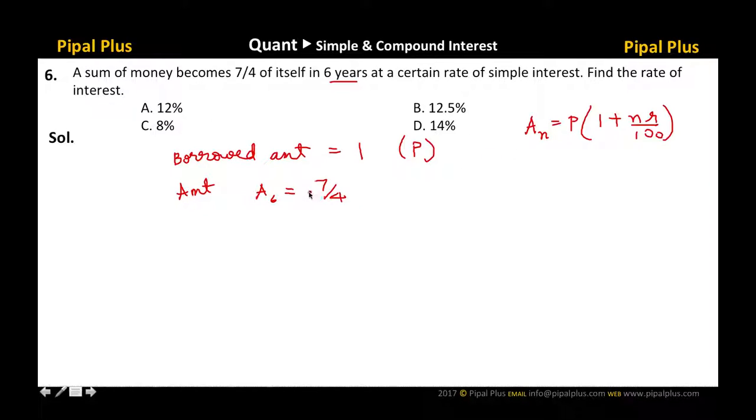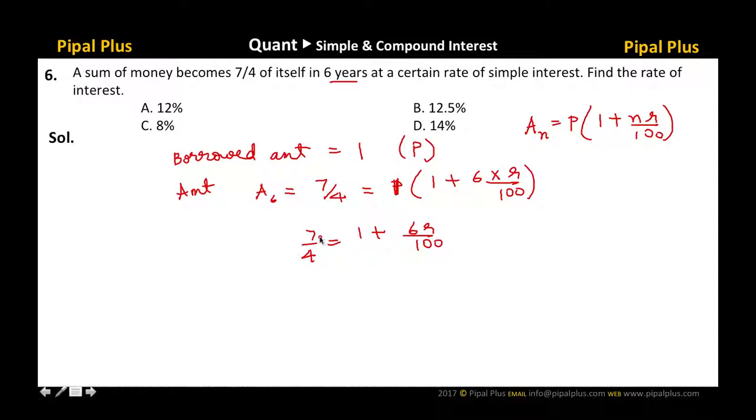So A6, which is the amount due at the end of 6 years, 7 by 4, equals the principal, which is 1 rupee, times 1 plus n is 6 years, and r is what we need to find, right? Sorry, this principal should have been 1. Okay, so what we get is 7 by 4 equals 1 plus 6r by 100.